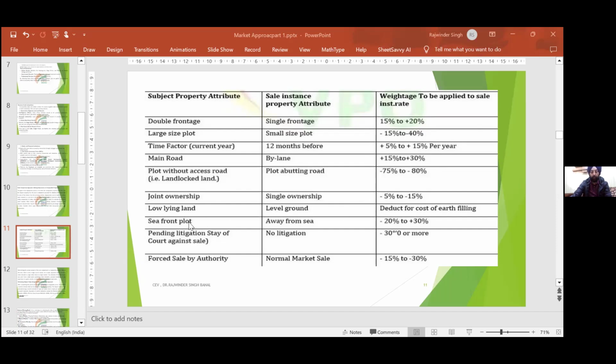Then sea front plot. Sir, will the value of joint ownership be lower than single? Yes, the value of joint ownership will be lower, that is why we apply a weightage of minus 5 to 15%. Okay sir. But why is the value lower in joint ownership? So many times one of the owners is ready to sell the property, the other one is not ready to sell, maybe creating some problem. If there is a single owner and he is ready, he will sell the property.